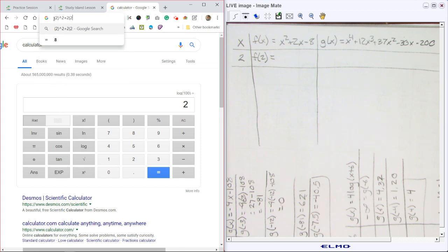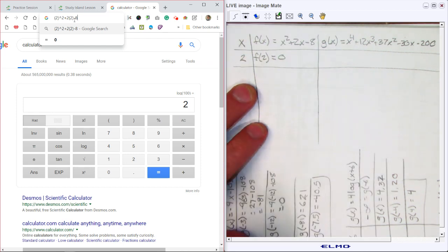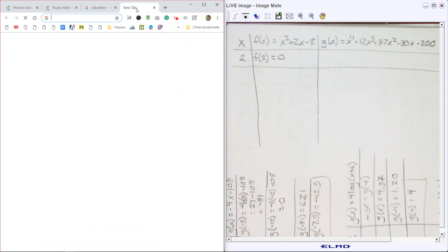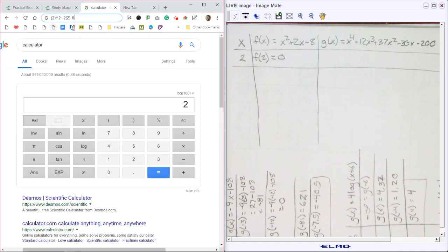Plus 2 times 2 minus 8. Notice that everywhere I put in parentheses is where there was an x. Instead of the x, I wrote our number that we were putting in, which was 2. So 2 squared plus 2 times 2 minus 8. That's 0, according to our calculator. So I can just keep this tab open, and I can change that 2 to a bunch of other numbers.